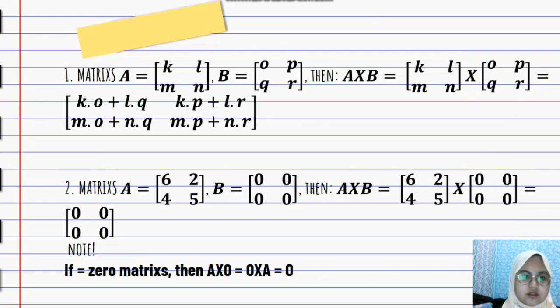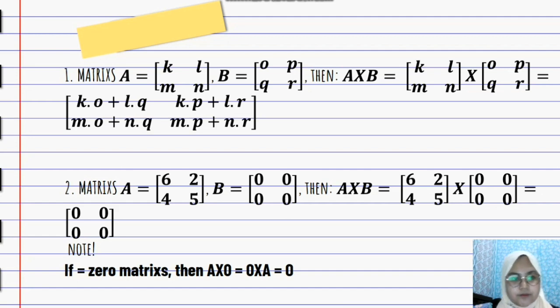For example, 1. Matrix A equals the brackets K L M N and matrix B equals the brackets O P Q R, then A times B equals K L M N times O P Q R equals K times O plus L times Q, K times P plus L times R, M times O plus N times Q, M times P plus N times R.